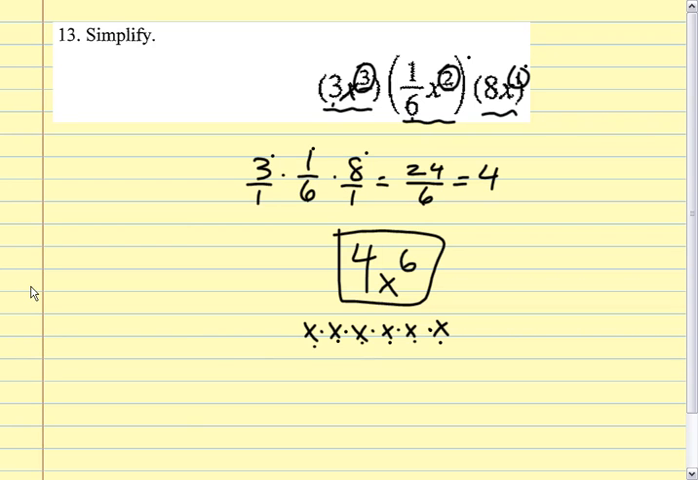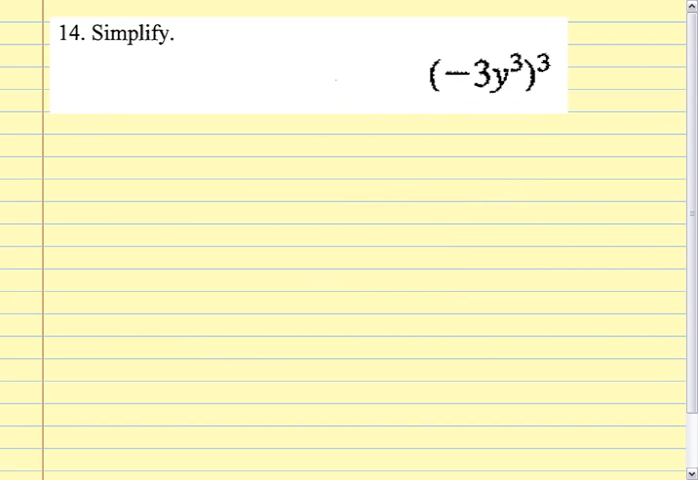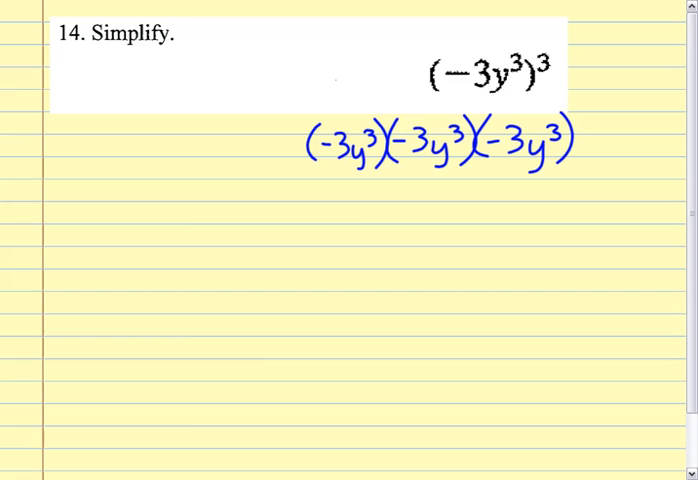Now, I think we can fit in one more problem before this video is over. Let's see. Oh, I can. Number 14 says simplify, okay? Now this says (-3y cubed) cubed. Now do this for me. Don't get too confused. This just means multiply this thing 3 times, okay? Now, I know that -3 times -3 times -3 is -27, and I know that y cubed times y cubed times y cubed is y to the 9th.